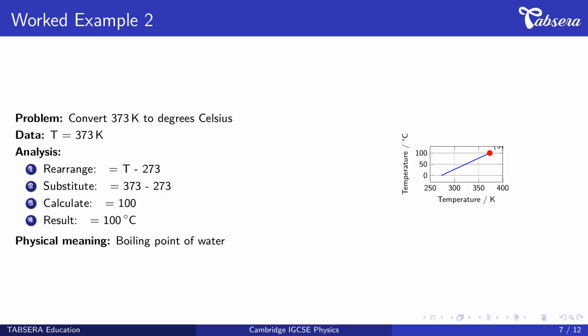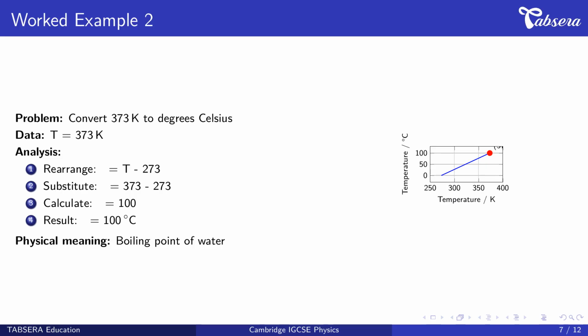Example 2 applies the conversion in reverse. The problem is, convert 373 Kelvin to degrees Celsius. The data shows T equals 373 Kelvin. Now we analyse. First, rearrange the equation, starting with T equals theta plus 273. To find theta, we subtract 273 from both sides, giving theta equals T minus 273. Second, substitute values. We write theta equals 373 minus 273. Third, calculate.